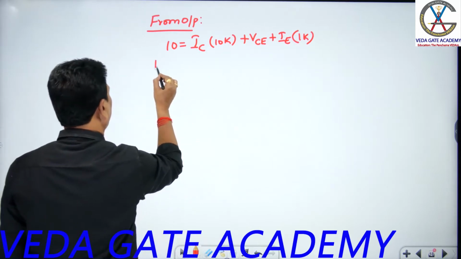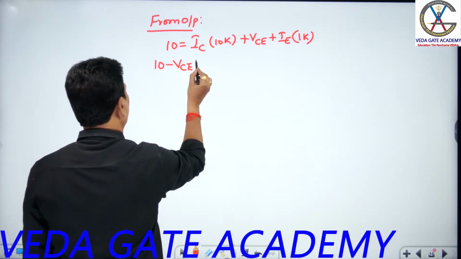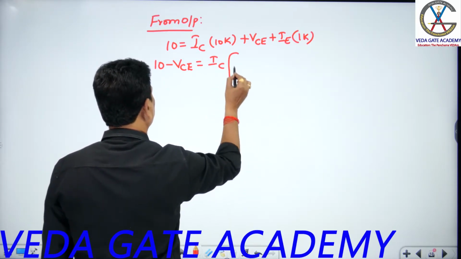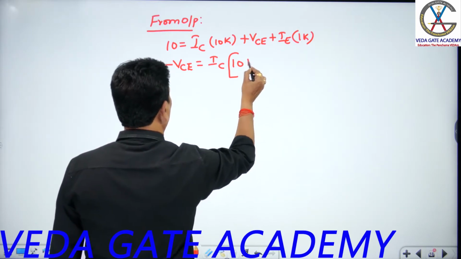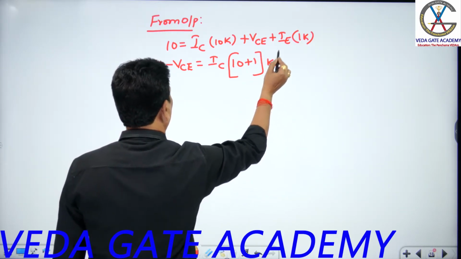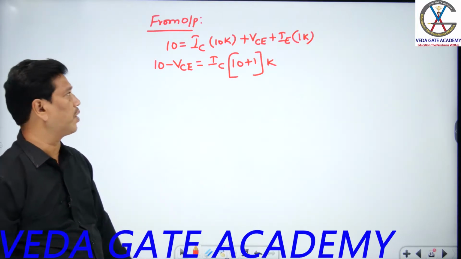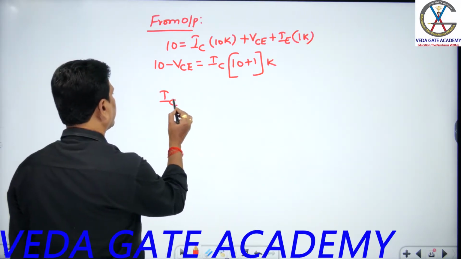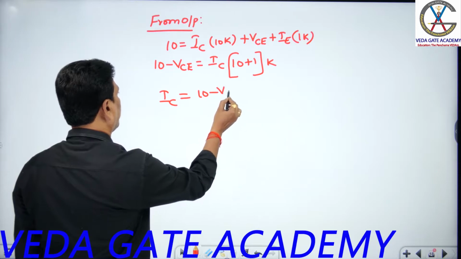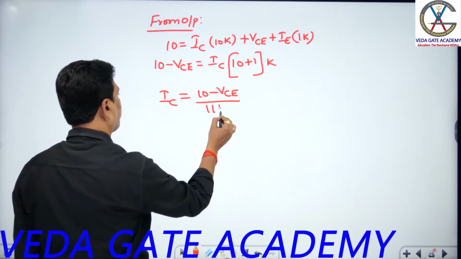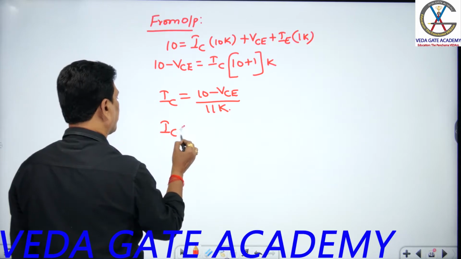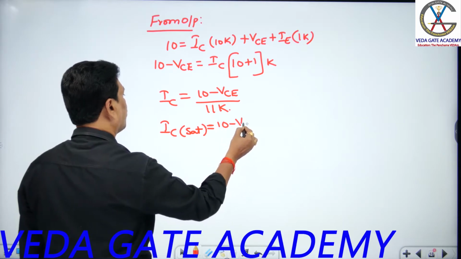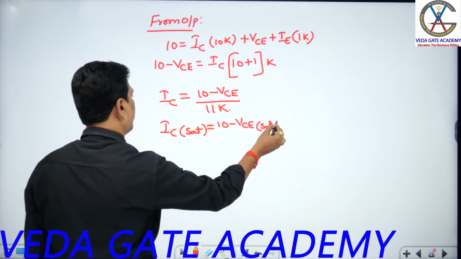So take VCE this side, 10 minus VCE equal to, already you know, students, IE equal to IC, thereby I take IC common. So this is 10K, this is 1K, you can call 10 plus 1K. Because IE equal to IC, students, already IB is negligible you can call. IC into 10 plus 1K means 11K you can call. So now I can go for IC equal to 10 minus VCE by 11K, students. So now I need IC saturation at our output circuit, that equals 10 minus VCE saturation by 11K, students.